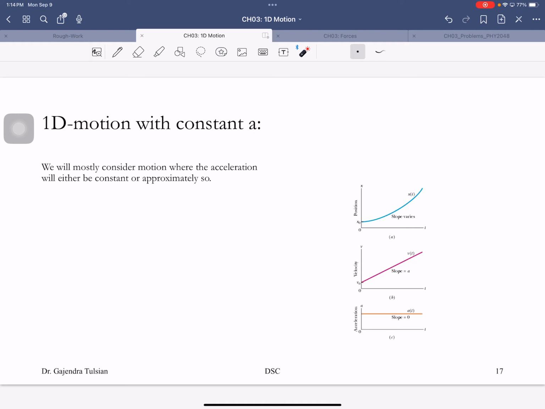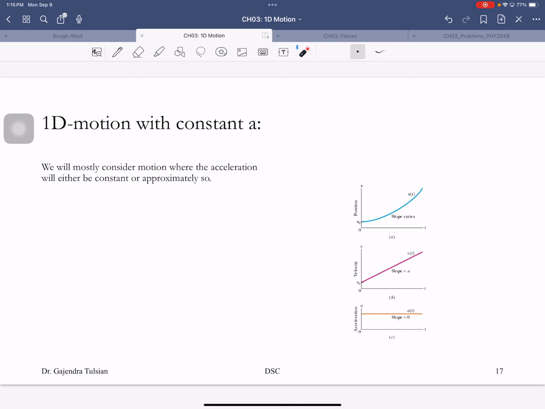So even that motion doesn't last too long. You can buy the most expensive sports car and you can probably maintain constant acceleration for maybe 2 seconds, 3 seconds. But anyway, for $300, that's what we're going to consider. So we're going to study motion where the acceleration is constant.